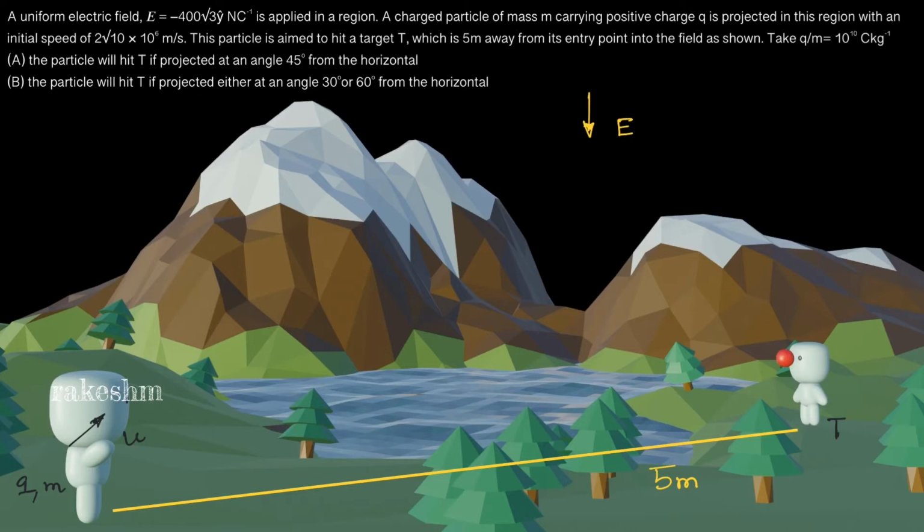So he has given us a few options and we need to choose which of the options are right. The first option is the particle will hit T if projected at an angle 45 degrees from the horizontal. The second option is the particle will hit T if projected either at an angle 30 degree or 60 degree from the horizontal. He has given us that this is a positive charge and the electric field is downwards. So during its flight from here to here, the force on this charge will be in the downward direction. If we can find the acceleration of this particle, then by using the equations we have learned in projectile motion, we can solve for these two options.